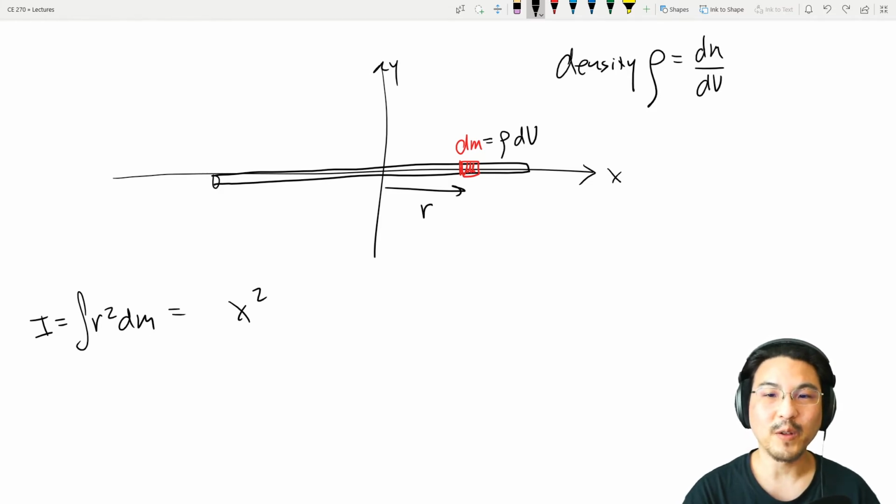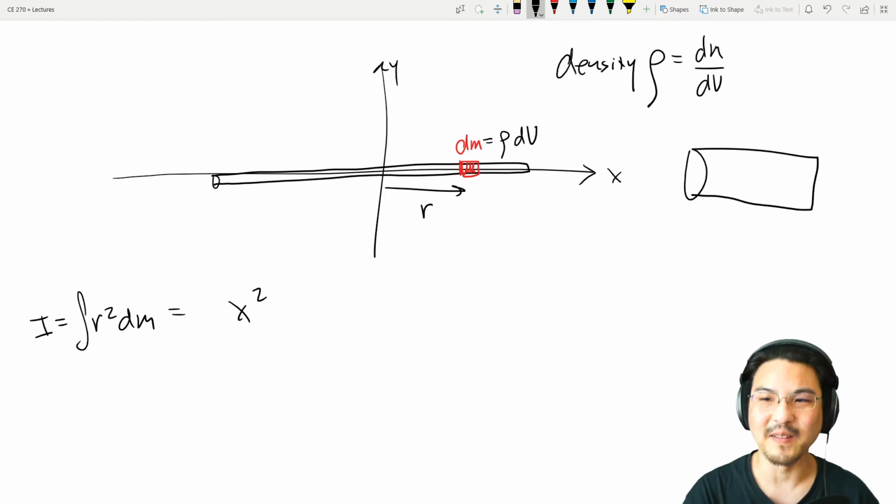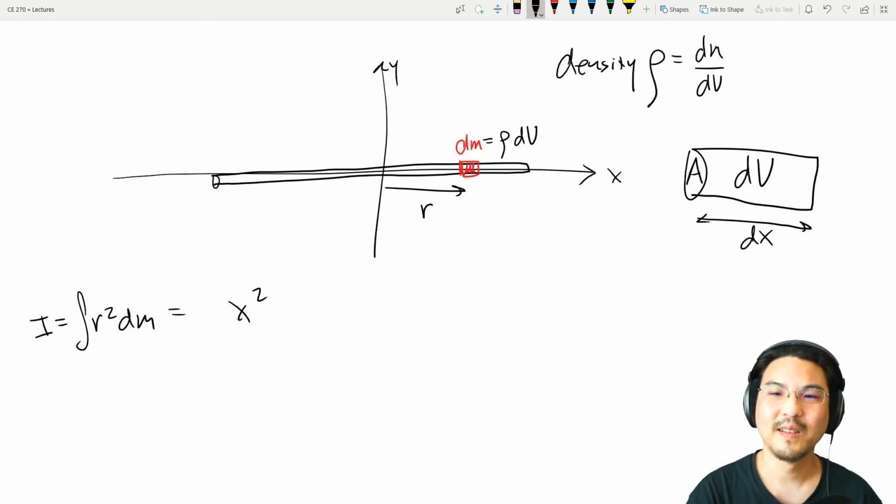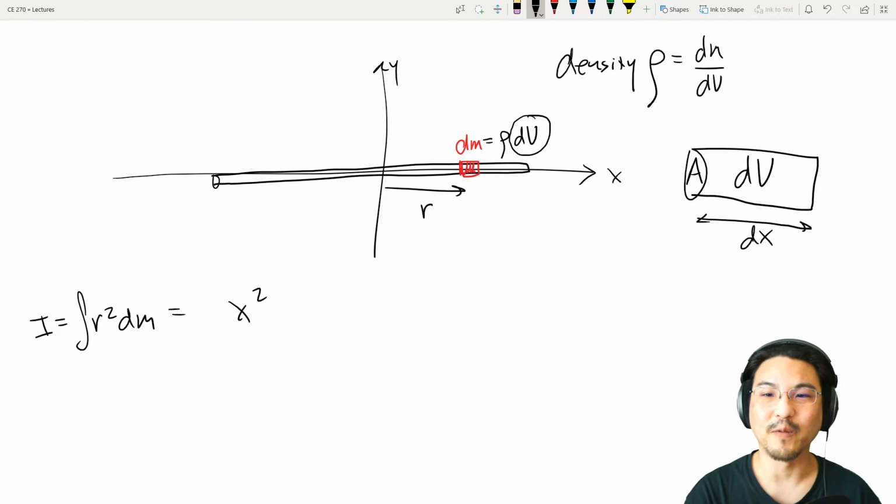But then the volume, if you look at this little differential mass element, if we zoom in on it, this differential mass element has some volume. This is the cross-sectional area. And then this length here would be in the x direction, dx. So this dV for volume is A dx. Okay, so dm I can replace with rho A dx.